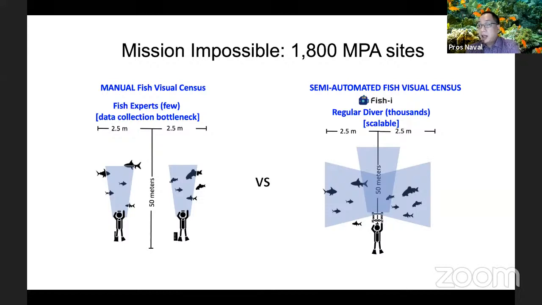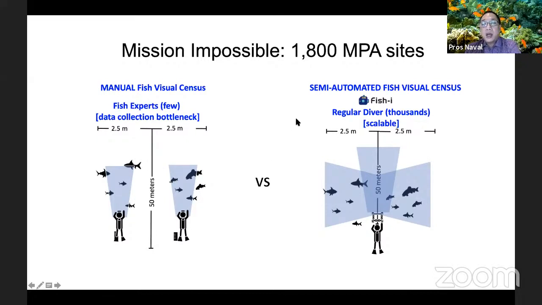Furthermore, there are not so many fish experts. At least it's not enough. The number is not enough for all these fish experts to do the monitoring of the 1,800 marine protected areas in the country. So that's the problem that we have right now. There are very few fish experts, and there's what we call the data collection bottleneck. To collect the data, you need these experts who also will analyze the data.